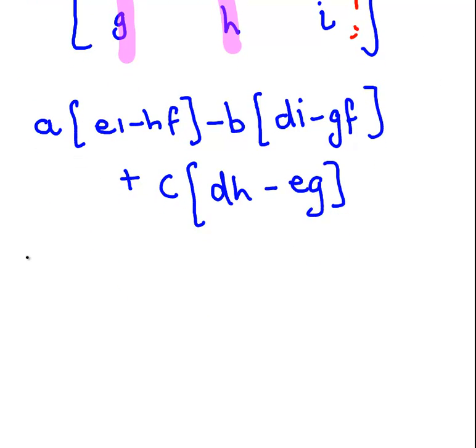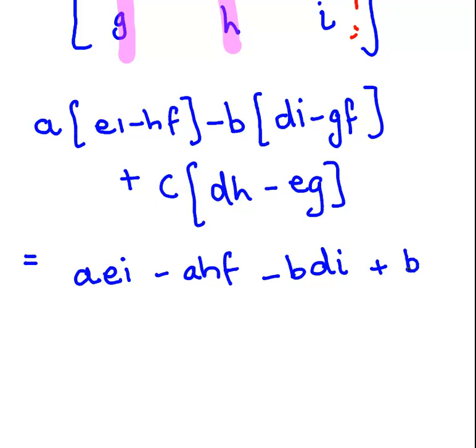So let's solve that out. It's a big long phrase here. So AEI minus AHF minus BDI plus BFG. I'll try and keep each of these phrases in alphabetical order, plus CDH minus CEG. Okay, so that's the determinant of A.